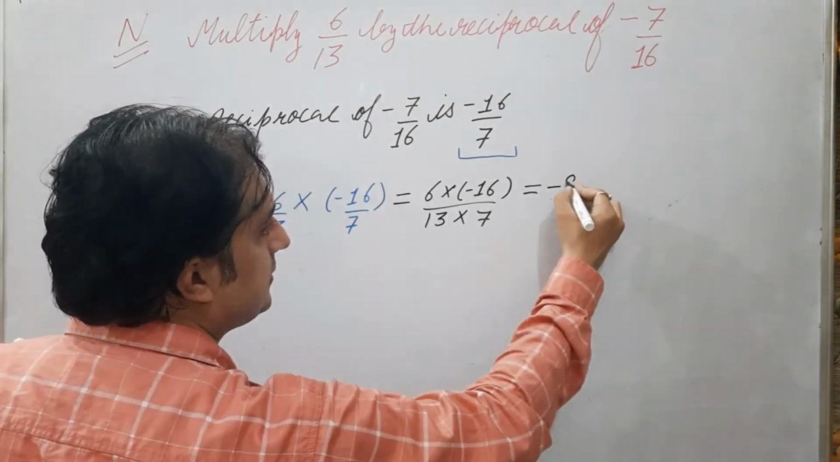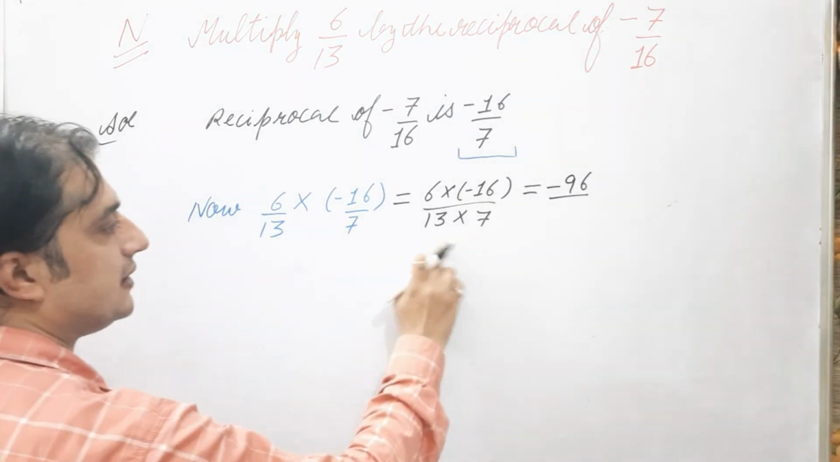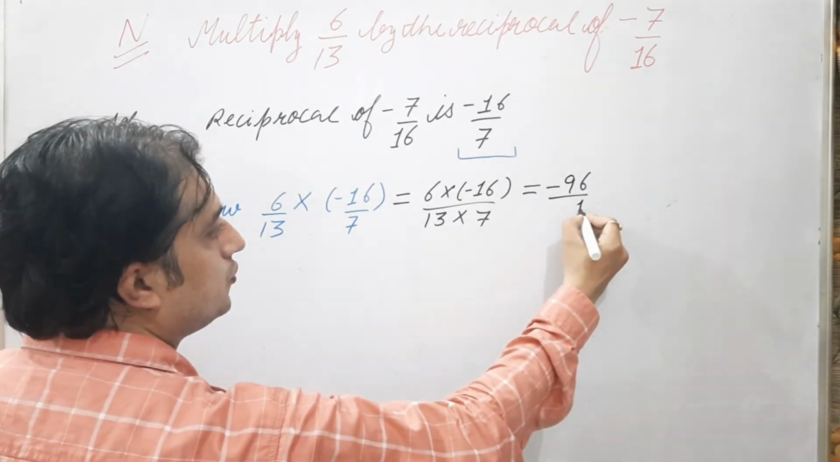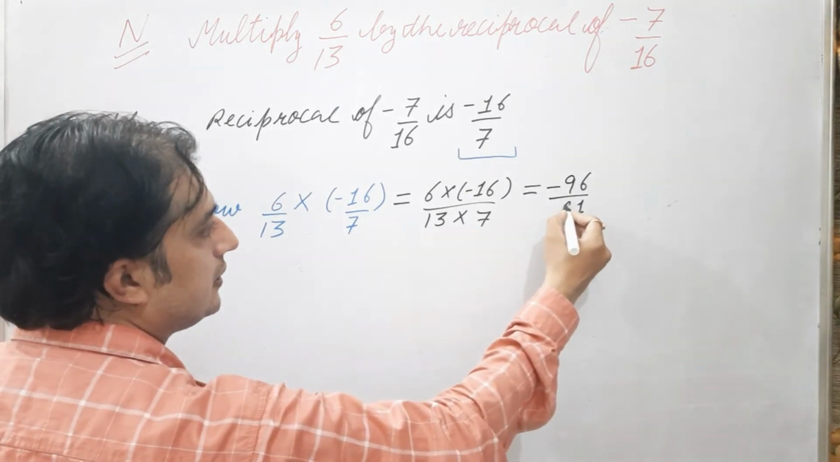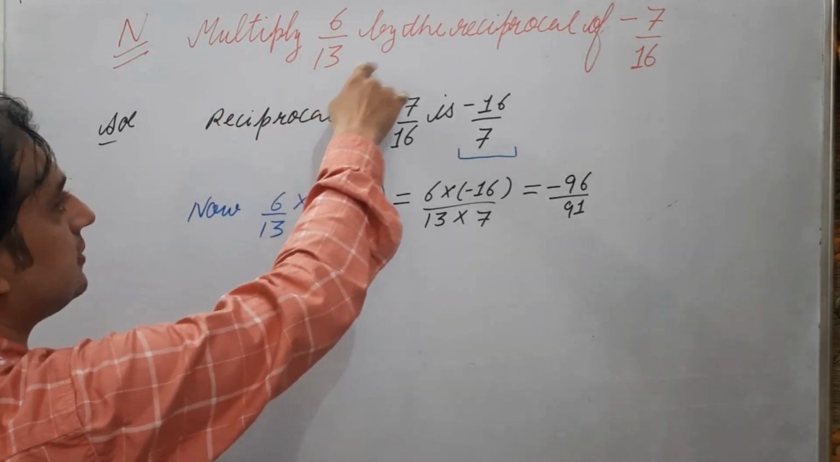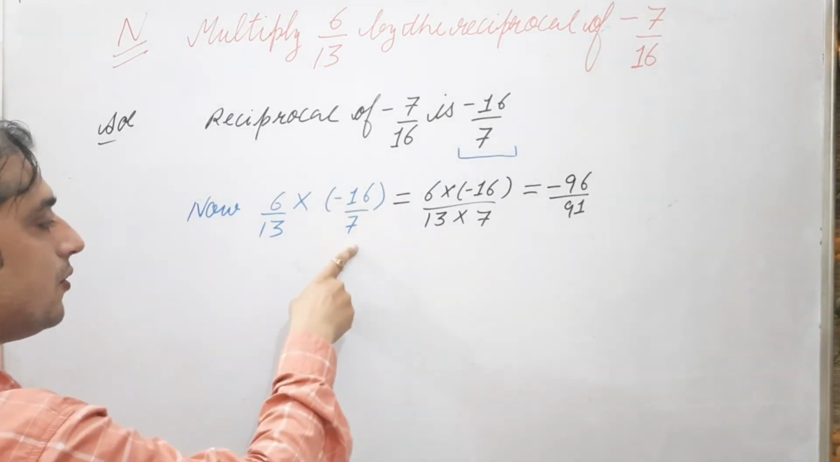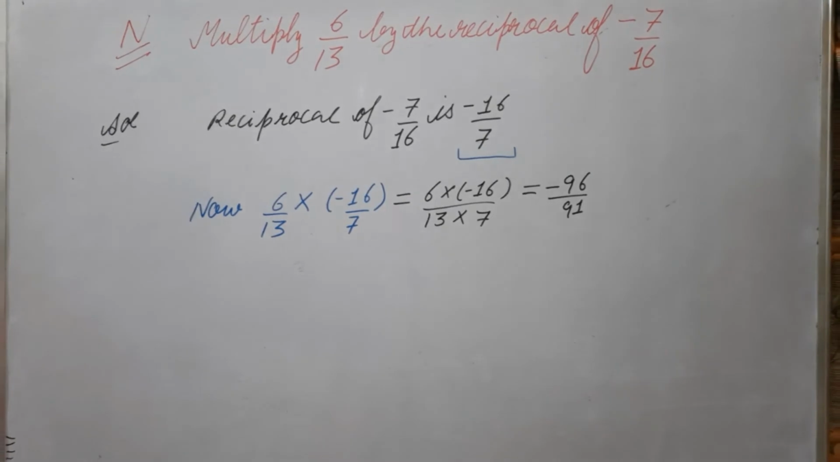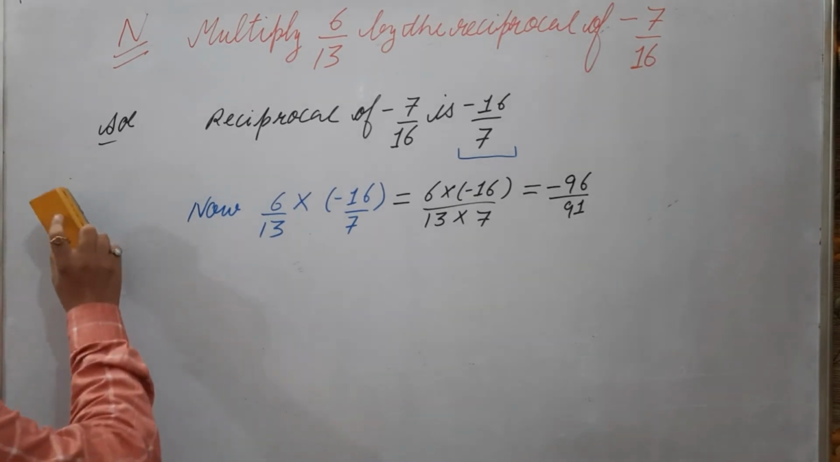So minus 96 upon 13 sevens: 7 threes are 21, carry over 2, 7 ones are 7 plus 2, 9. It will become minus 96 upon 91. This is the product of this rational number with the reciprocal, reciprocal meaning minus 16 upon 7. So this is another question. Now the last question.